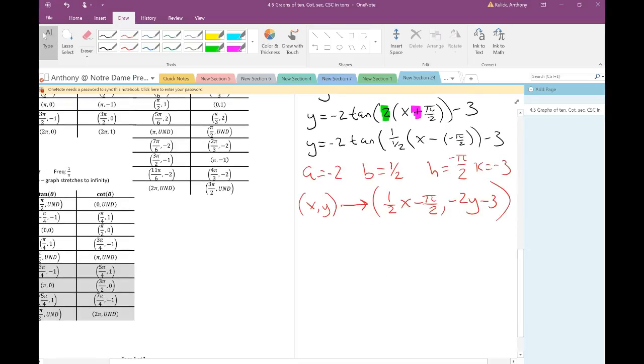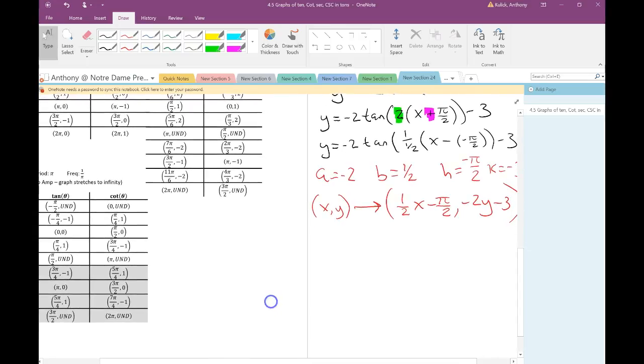And now I'm just going to copy the key points for tangent, which we can see over here. The ones in white are the only ones that I need. I don't need the ones in gray. Those are just giving you 2 pi's worth of points. But you might notice up here it tells us that the period for tangent and cotangent is pi rather than 2 pi. So that's why you really don't need all of that. So we're just going to take just the white points.